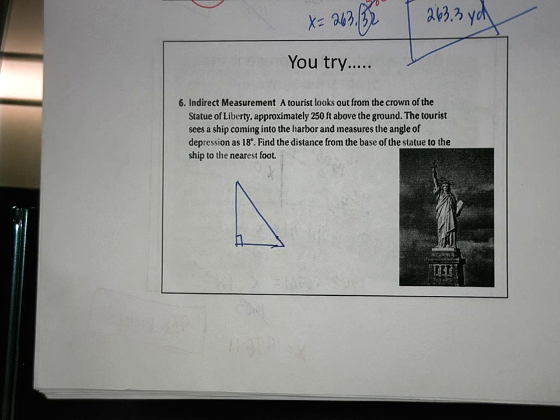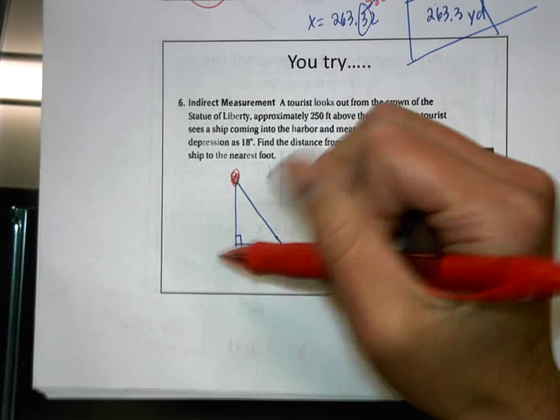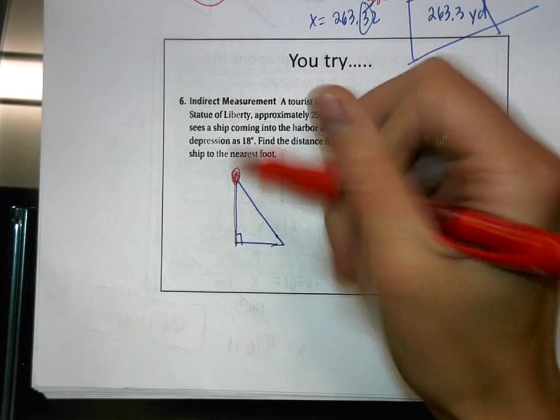So let's go ahead and start reading. A tourist looks out from the crown at the Statue of Liberty approximately 250 feet above the ground. So where do you think the 250 is going to go? At the end. Where's it going to go? So this is like your Statue of Liberty. This person is in here, and they're saying that she's 250 feet from the ground. So right here, okay? So this is 250 feet.